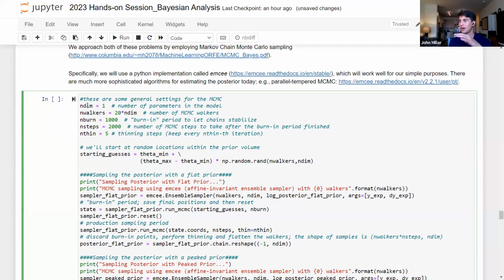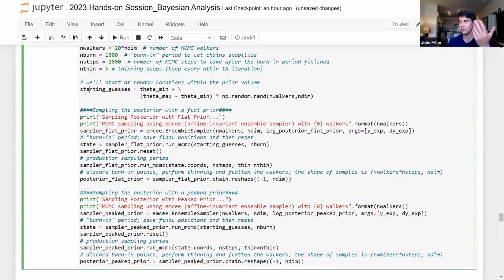And then we're also going to, in an effort to reduce correlation between our samples, because we want them to resemble independent draws from our posterior, we're going to thin every 5 samples. So we're going to keep every 5 samples just to limit that correlation.